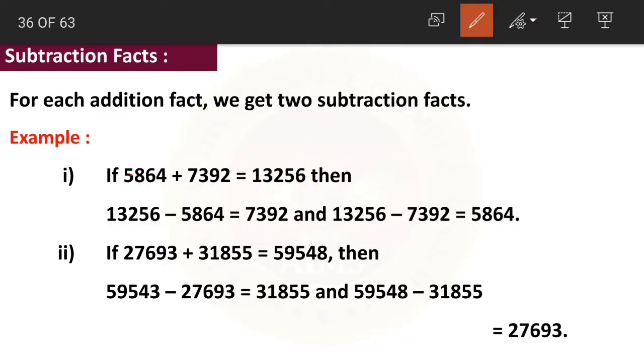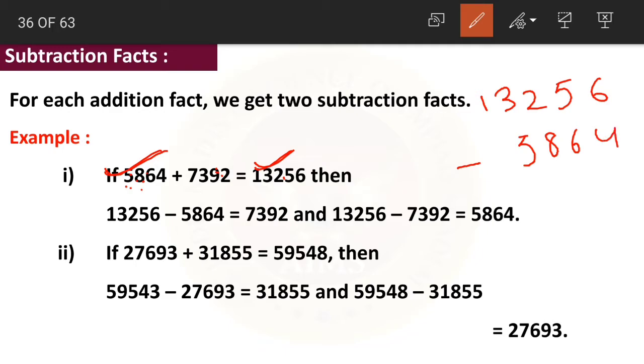See, what did I say? Of these three numbers, our sum is the larger number. So 13,256 minus, again of these two addends, take any one addend. Let's say 5,864. What do we need to find out? We need to get two subtraction facts. Subtraction. So we are subtracting.